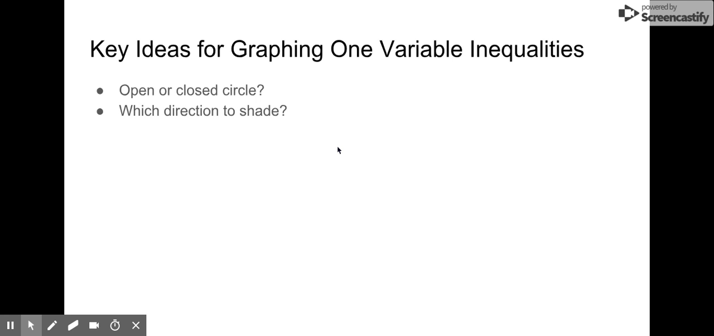Some key ideas for graphing: you have to know whether you're going to have an open or a closed circle. An open circle basically means you're getting very, very close to the number that has the open circle, but that the number is not a solution. But if you have a closed circle, that means that number is also a solution. You also have to know which direction to shade. Should you shade on the number line to the left or to the right? Let's look at a few examples.